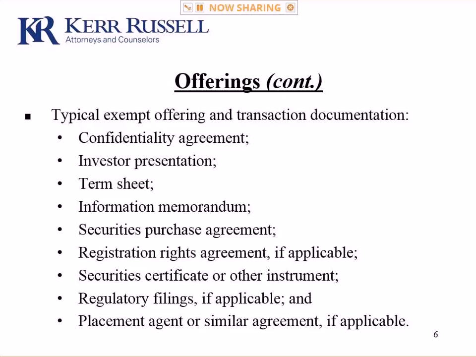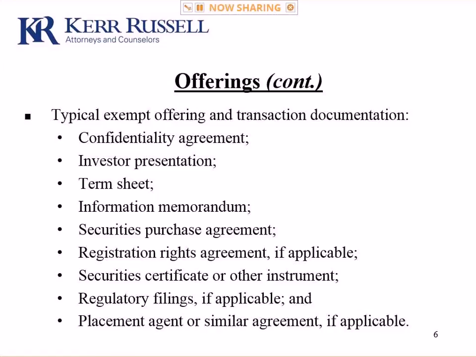In terms of the offering process, one thing that needs to be thought through is how the offering is going to be documented, because offerings are really transactions where there is an offer, a sale, and a purchase of securities. What is listed on the screen now is a smattering or fairly typical laundry list of offering documentation that one would typically tend to see in a given offering.